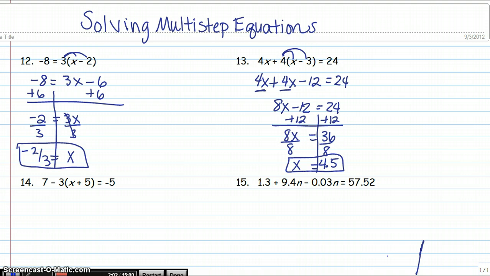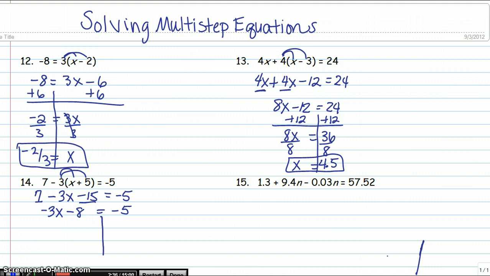Alright, next equation, number 14. Again, I see distribution that needs to be done, but I must be careful. It's a negative 3, so I need to do negative 3 times x, which is negative 3x, and negative 3 times 5, which is negative 15. Anytime there is a minus sign in front, you need to distribute it as well. Then I should combine like terms. 7 and negative 15 is negative 8. So I'm going to have negative 3x and minus 8, and that equals negative 5.